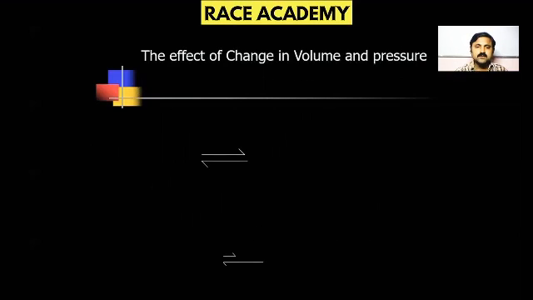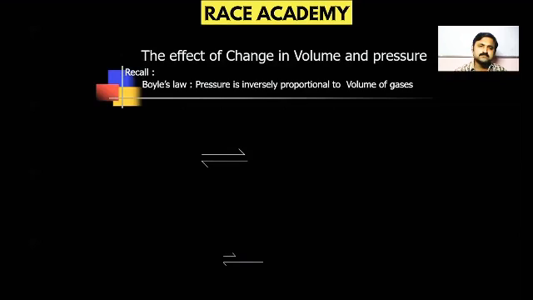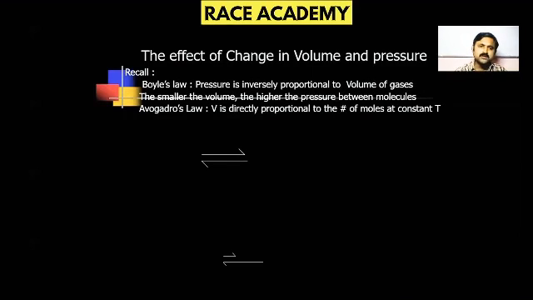The effect of change in volume and pressure. Till now we observed concentrations. Now we'll see volume and pressure changes according to Le Chatelier's principle. Boyle's law tells that pressure is inversely proportional to the volume of the gas. The smaller the volume, the higher the pressure between the molecules. And Avogadro's law tells that volume is directly proportional to the number of moles at constant temperature.